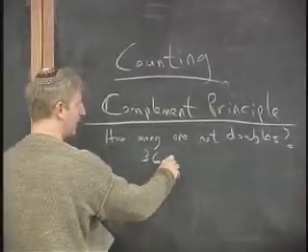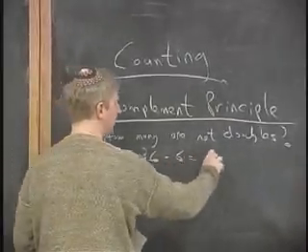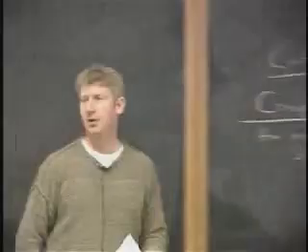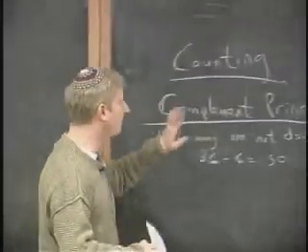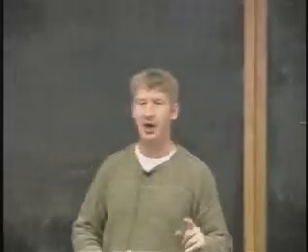There were 36 altogether, minus 6 for the doubles. That equals the not doubles, 30 not doubles. This is a very, very straightforward, simple example of this. But this idea is a fundamental idea that comes up all the time.